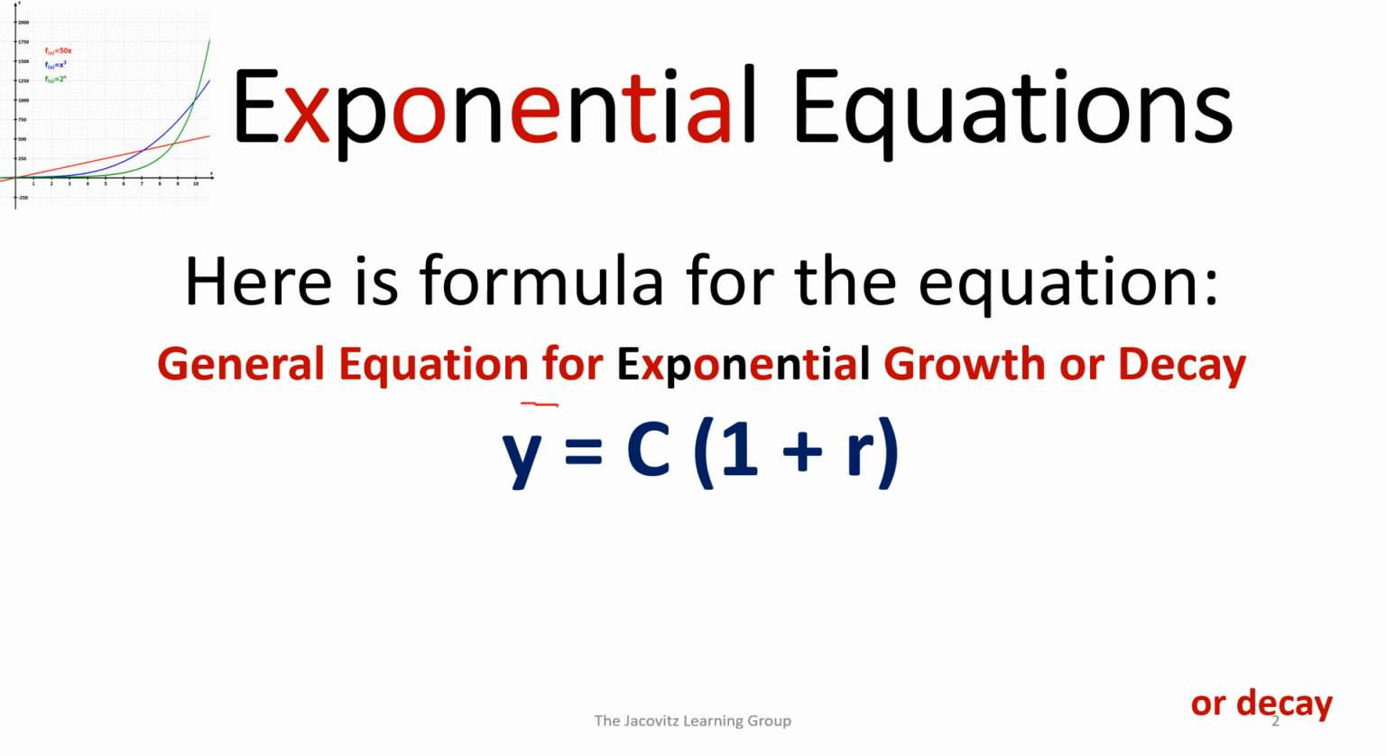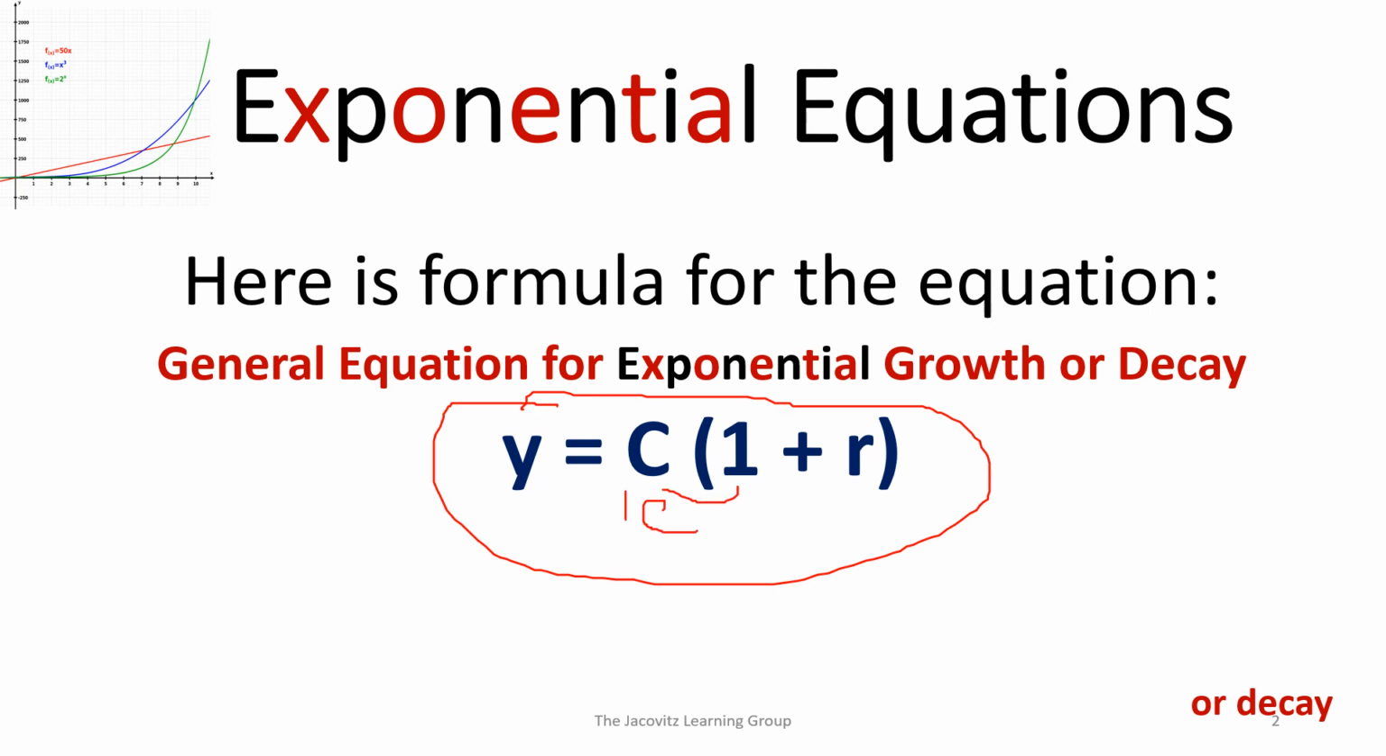This is the basic formula, y equals c. C represents a constant, and then of course you would go c times 1, which is 1c, equals cr. R equals your rate. And your rate is the rate of growth or decay.